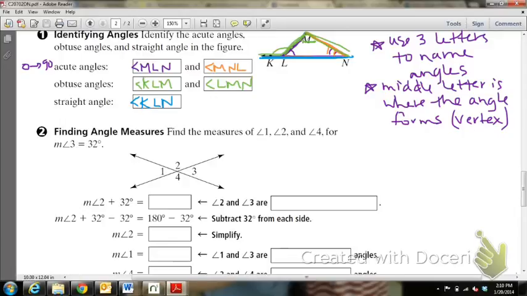Alright, so that's naming angles. You want to use 3 letters, and you just want to follow the line. So if it helps you to draw on the picture, go ahead and draw on the picture. Okay, so now let's find all the missing angles here. I'm going to actually scroll down, so pause this if you need to.